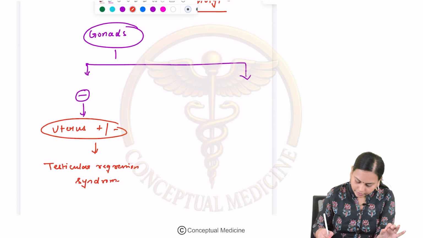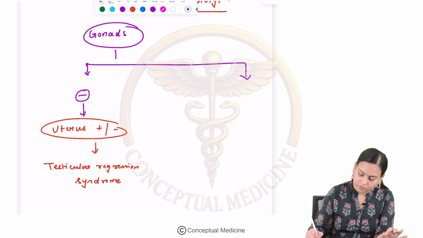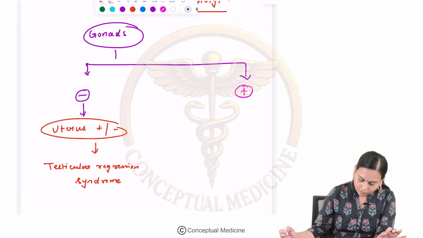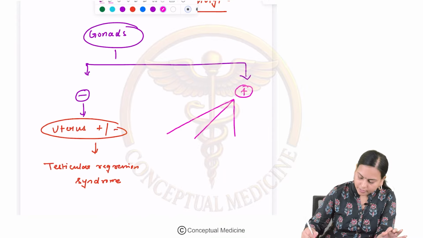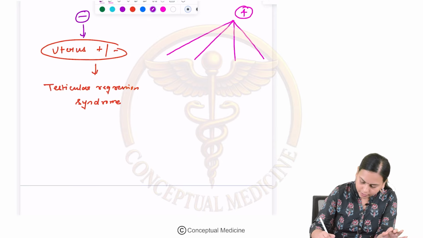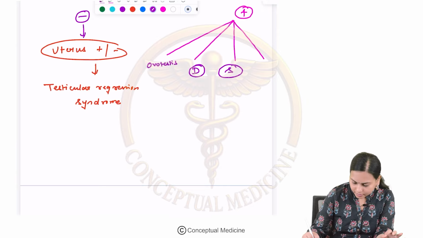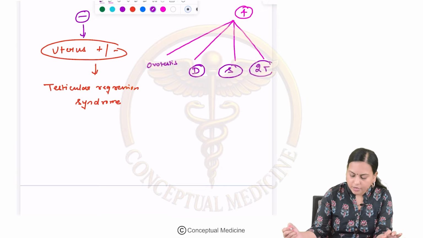Clear? Right. Now, suppose let us keep that the gonads are present. Okay, gonads are present. Then what happens? You have to see what type of gonad it is. Yes, the gonads can be an ovotestis or it can be a dysgenetic gonad. I am just writing D here, or it can be streak gonads. I am writing yes, and then the next can be two normal testes. Okay, so two testes which are normal.